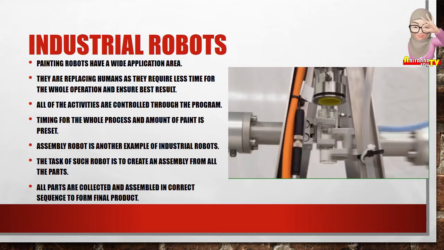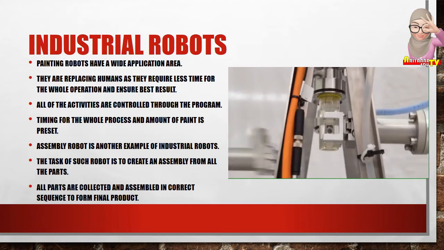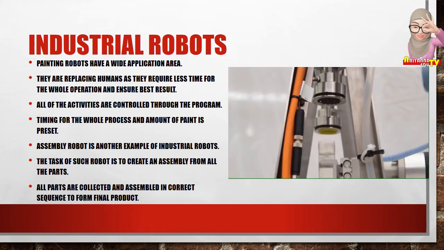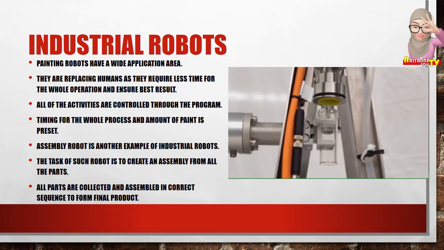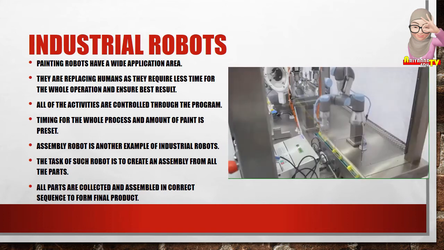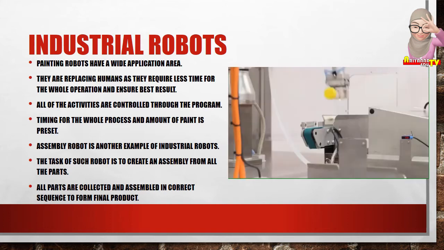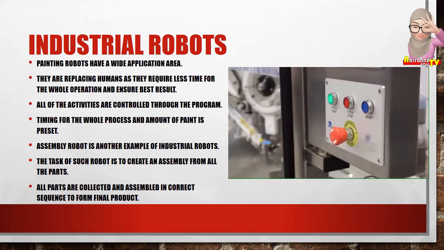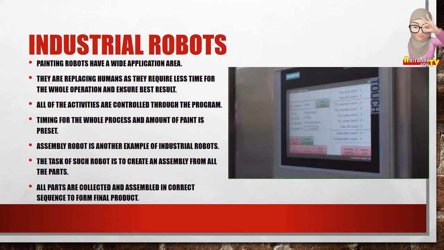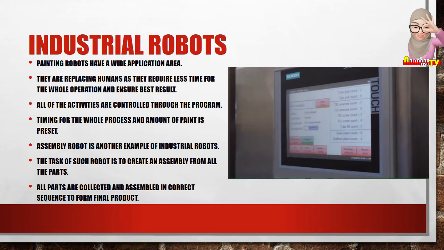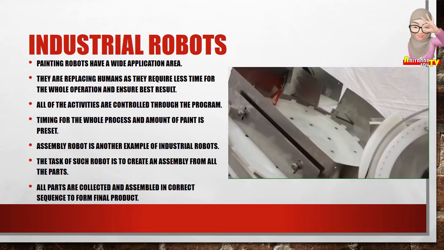Painting robots have a wide application area. They are replacing humans as they require less time for the whole operation and ensure the best result. All of the activities are controlled through the program. Timing for the whole process and amount of paint is preset. Assembly robot is another example of industrial robots. The task of such a robot is to create an assembly from all the parts. All parts are collected and assembled in correct sequence to form the final product.